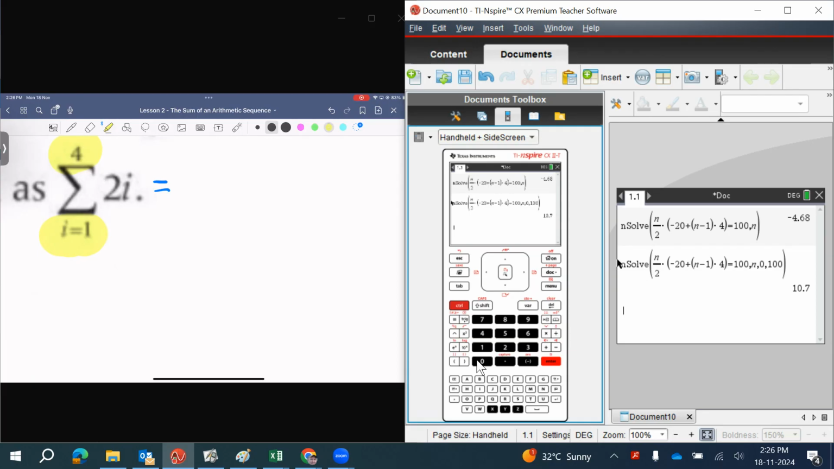So what we're going to get here is 2 times 1, 2 times 2, 2 times 3, 2 times 4. So this is going to give us the numbers 2, 4, 6, 8, which is 20.